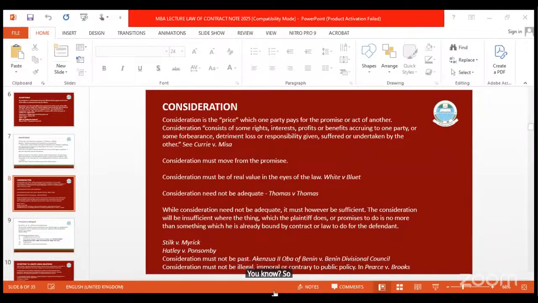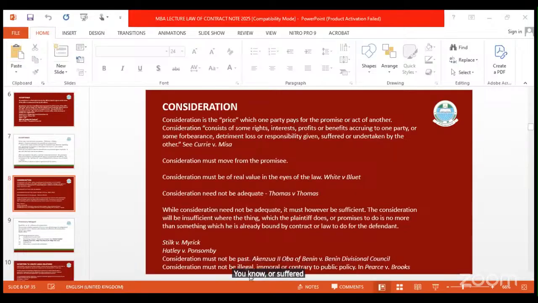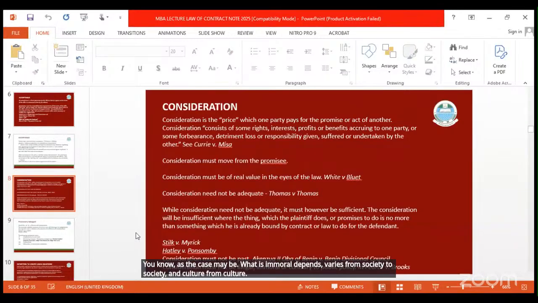So by just trying to demonstrate that local consideration, he was saying that he has paid a price, that the price he has paid for claiming that money was the armed robbery that he participated in, that he suffered. When you suffer to get something, that suffering itself is a price, a consideration. But that price must not be illegal, must not be immoral, as the case may be. What is immoral varies from society to society and culture to culture, right?